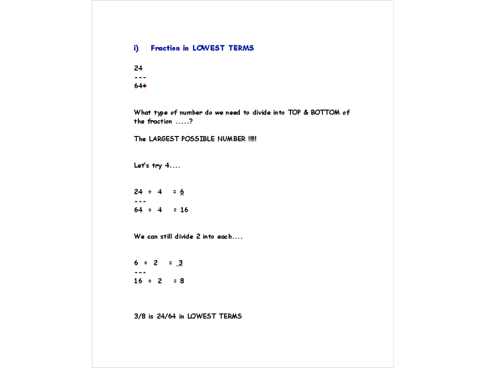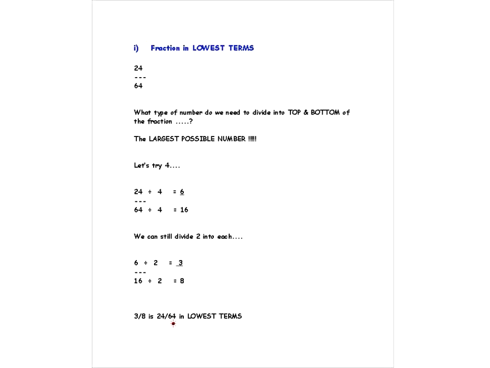So let's just say we think that that largest number is 4. And if we can't even think of 4, we might say, okay, I'll start with 2. I'll divide 2 into both 24 and 64. But if we think the largest number is 4, 24 divided by 4 is 6, 64 divided by 4 is 16. So now we got 6 over 16. Is that the fraction reduced to lowest terms? No, because we can still divide 2 into both 6 and 16. When we divide 2 into both, we get 3 over 8. So 3 over 8 is 24 over 64 in lowest terms.